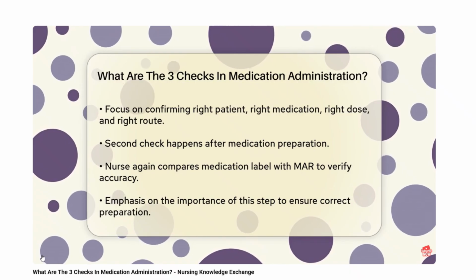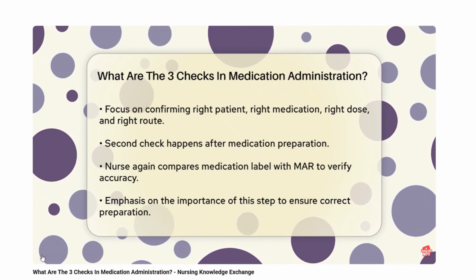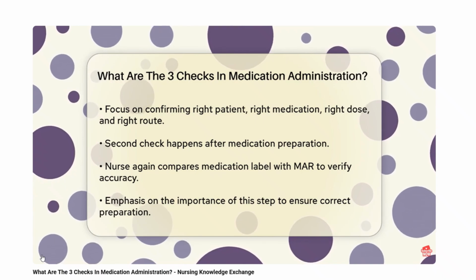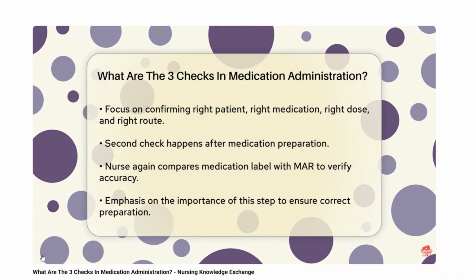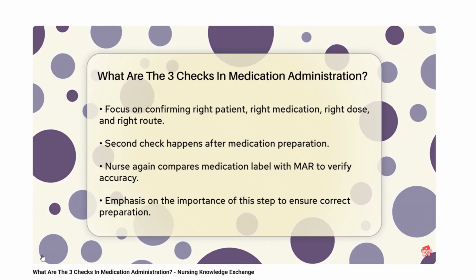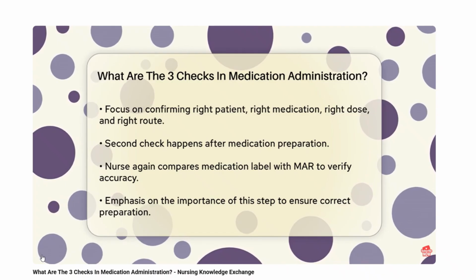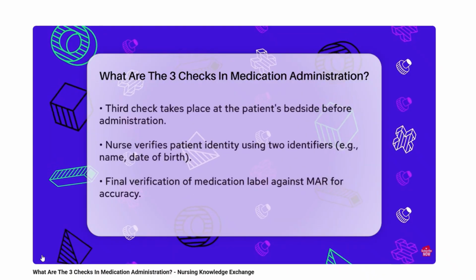The second check occurs after the medication has been prepared for administration. The nurse again compares the medication label with the MAR to ensure that the right medication, right dose, and right route are still correct. This step is often overlooked but is vital because it confirms that the medication has been prepared correctly according to the prescribed orders.